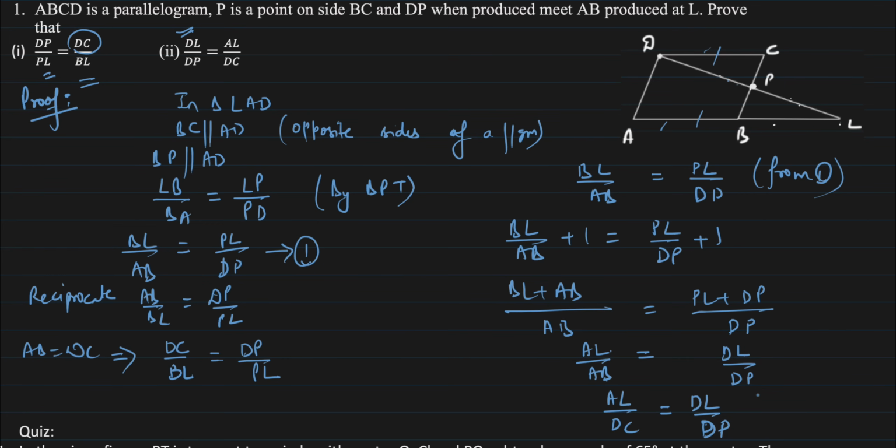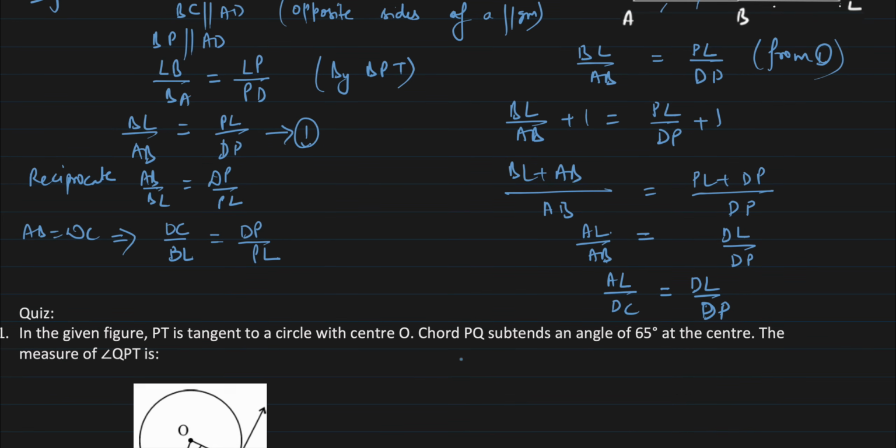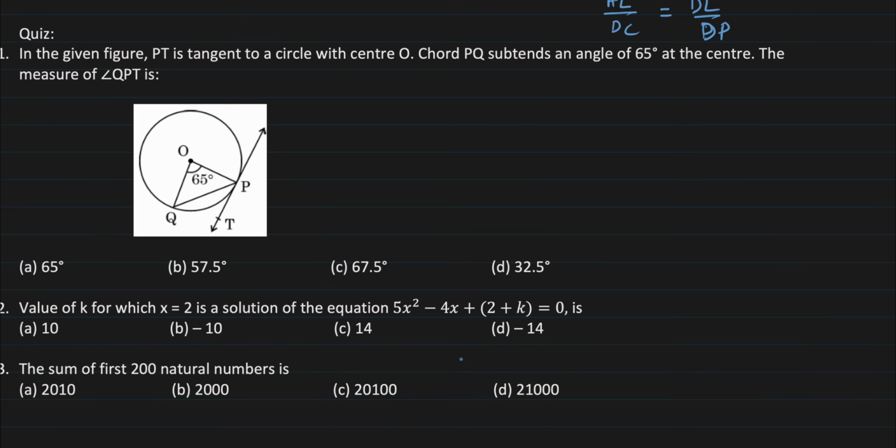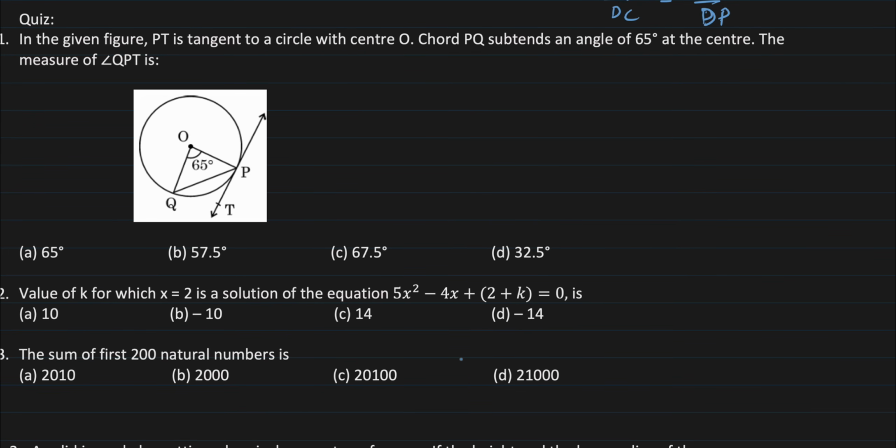Now with you all, I would be sharing the quiz questions. So over here are the quiz questions. Pause the video, solve the questions and send your answers in the comment. I'll read out the questions for you if you all want. So first question says, in the given figure, PT is the tangent to a circle with center O. Chord PQ subtends an angle 65 degree at the center, and the measure of angle QPT, this angle you need to find out. I hope you can do it.